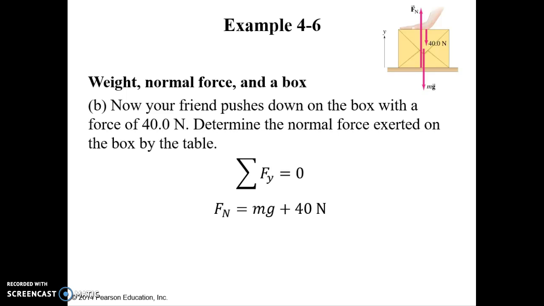Again, rearrange the equation to solve for the normal force. Plug and chug to get 138 newtons. Notice that the normal force caused by the table pushing up increases because it has to balance out a greater force pushing down on the box for it not to fall through the table.